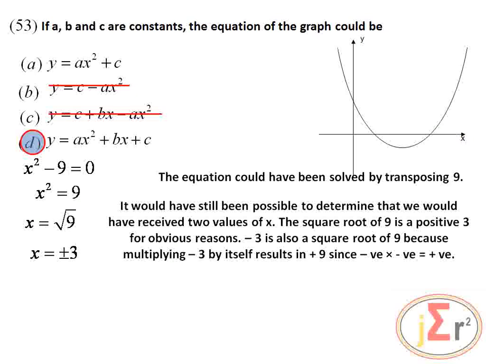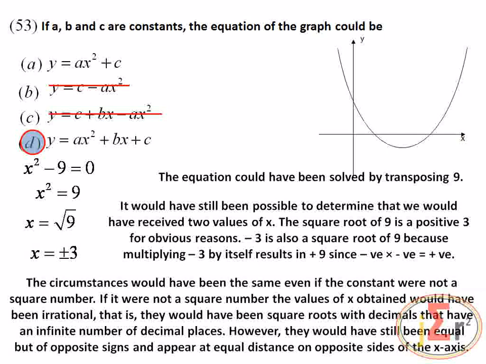The square root of 9 is a positive 3 for obvious reasons. Negative 3 is also a square root of 9 because multiplying negative 3 by itself results in a positive 9, since negative multiplied by negative is equal to positive. So, obviously, positive 3 is a square root of 9. Also, we have negative 3. If we square that, we will have negative 3 multiplied by negative 3. Negative multiplied by negative is positive.